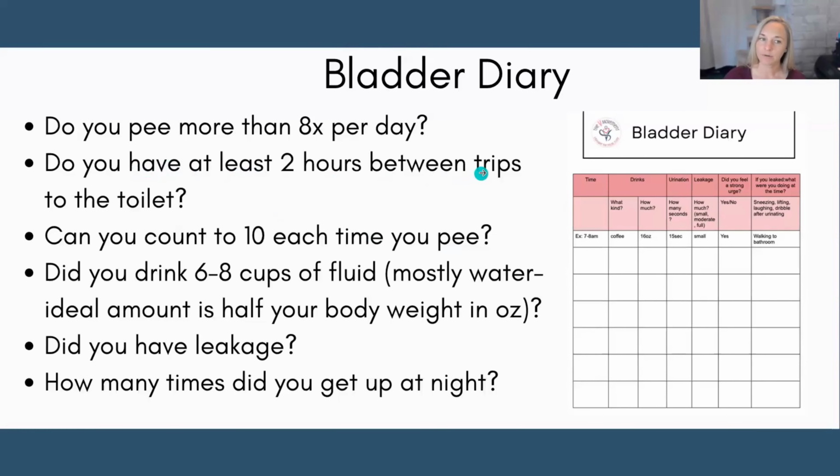Did you have at least 2 hours between the trip to the bathroom? And then can you count to 10 each time you pee? So how much output are you putting out? Is it just a trickle, or is it a full bladder emptying? How much did you drink?